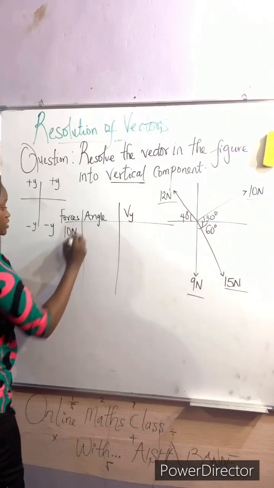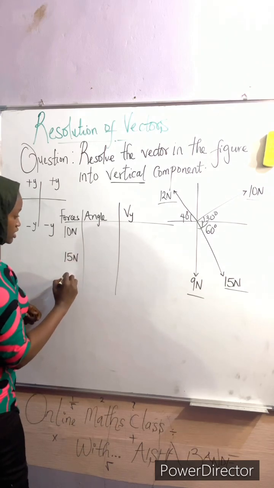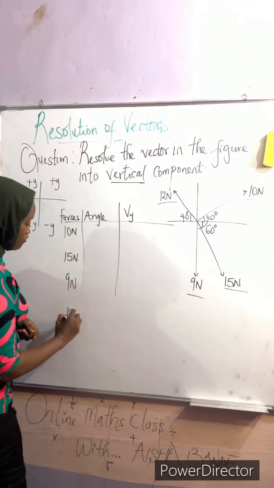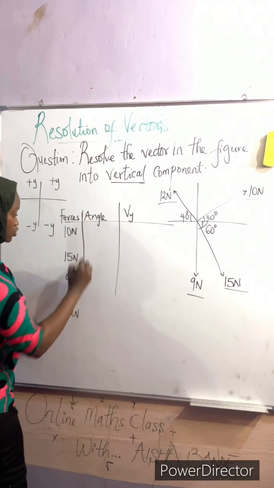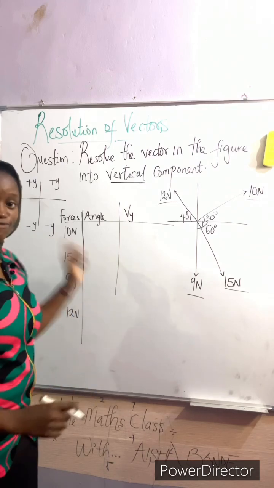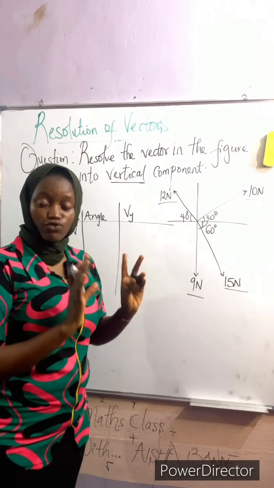The first one is 10 Newton. The second one is 15 Newton. The third one is 9 Newton, while the last one is 12 Newton. So we are done inputting the values for the forces. All we need to do now is to input the values for the angle for each of the forces acting in this figure.